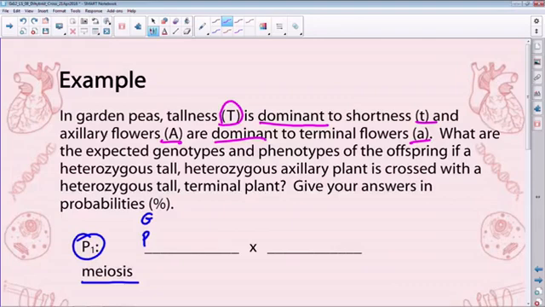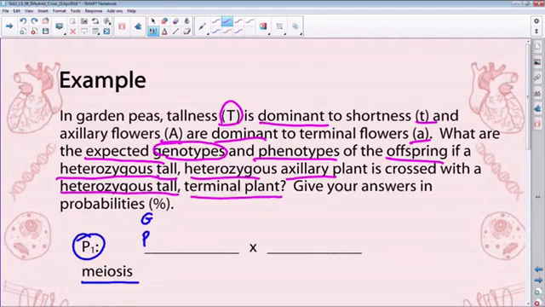Okay? What are the expected genotypes? I was going to say we don't need phenotypes and genotypes. They're looking at what it'll look like and what its genotypes will be, of the offspring, if a heterozygous tall, heterozygous axillary plant is crossed with a heterozygous tall terminal plant. Remember what hetero means? Different. So let's see how this works.